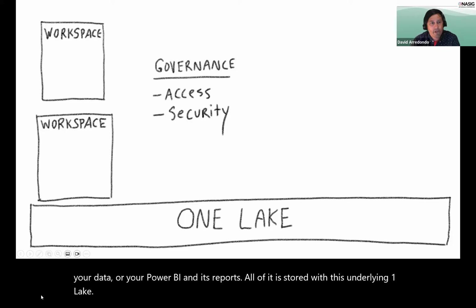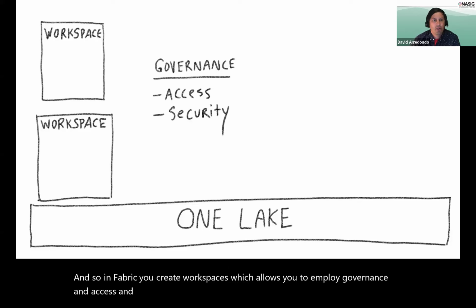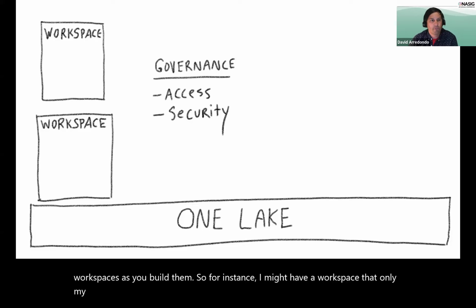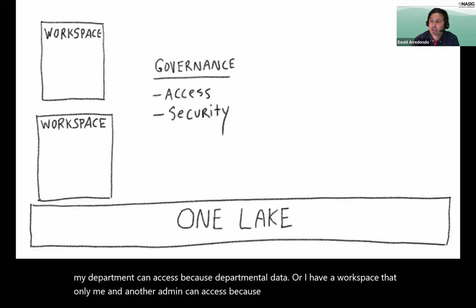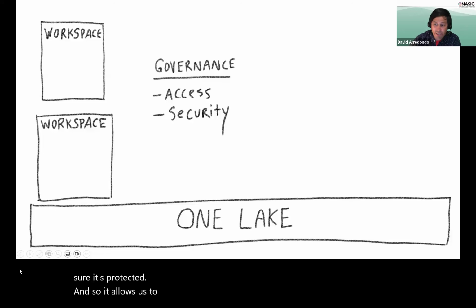And so in Fabric, you create workspaces, which allows you to employ governance and access and security because you can define who has access to these workspaces as you build them. So for instance, I might have a workspace that only my department can access because it's departmental data, or I have a workspace that only me and another admin can access because it's raw data that we want to make sure is protected. And so it allows us to have that security.